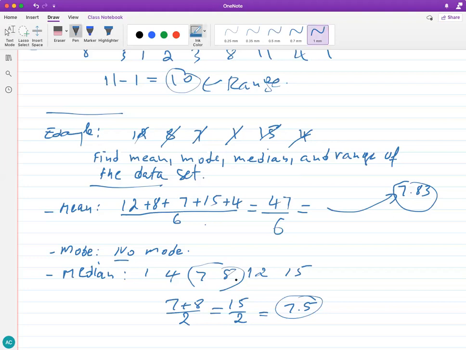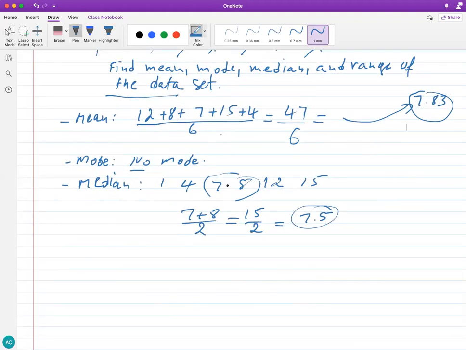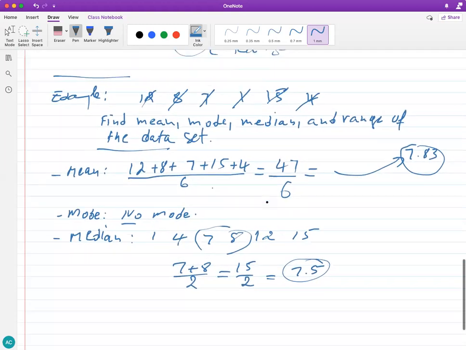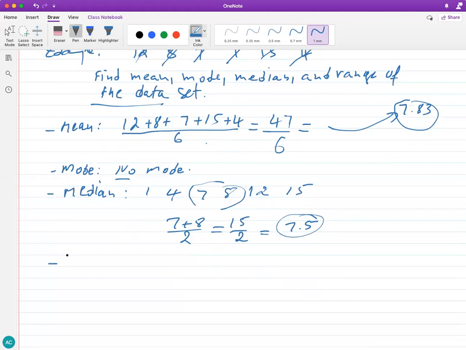Finally, the range. So we can take advantage of this. As you can see, we already arranged these from the lowest to the highest. Since we already have it, we can easily find the range. How do you find it? What is the range? 15 minus 1. That's right. The highest minus the lowest. 14.